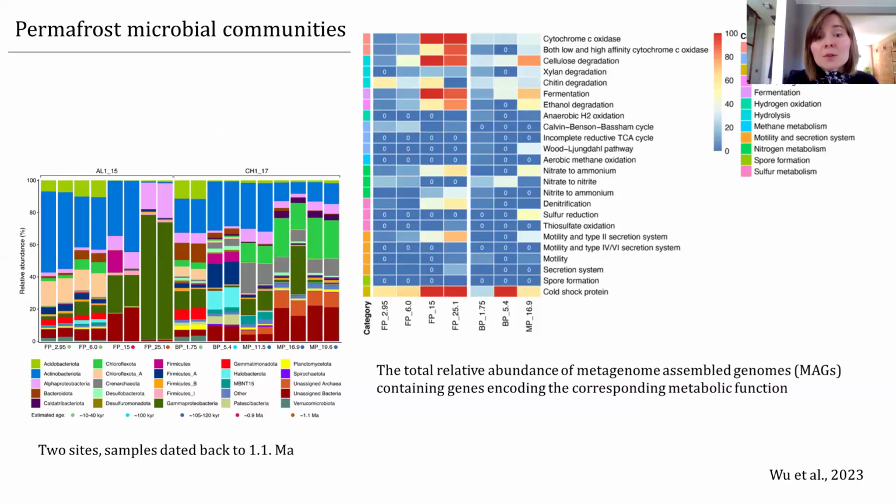Here's an example of the reconstruction of a permafrost community from permafrost sediments. Here, the microbial communities. Also, it was possible to assemble genomes and also to detect the specific genes that were responsible for specific traits and specific life functions of the microbial communities.